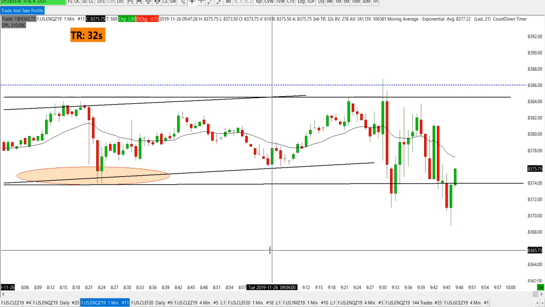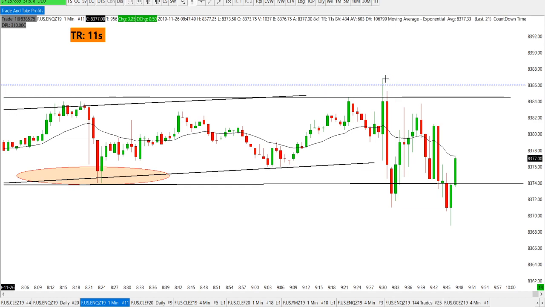That was definitely the long I wanted to take, but I'm not trying to push the gun right now. I'm trying to figure out what these guys want to do. The only reason is that we have resistance right here. We have sellers coming in. This was a nice long, but I didn't want to force it.